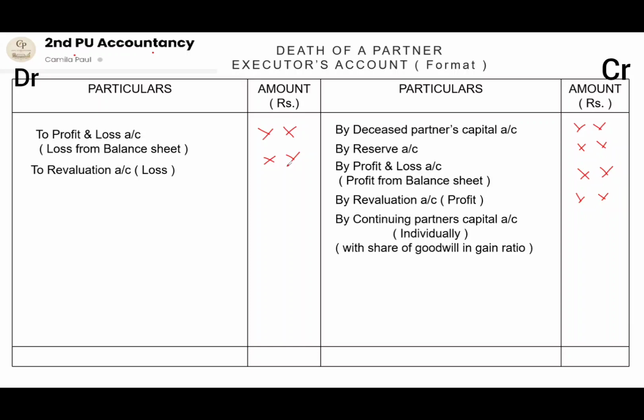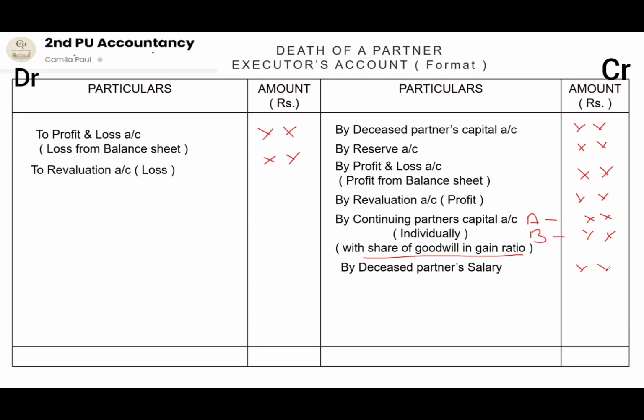Now next is the calculation of the goodwill, the treatment of goodwill as per AS 26. The share of the deceased partner's goodwill should be borne by the continuing partners in the gain ratio. For example, A and B are going to continue. They will be contributing the goodwill for the deceased partner, which will be recorded on the credit side of the executor's account.